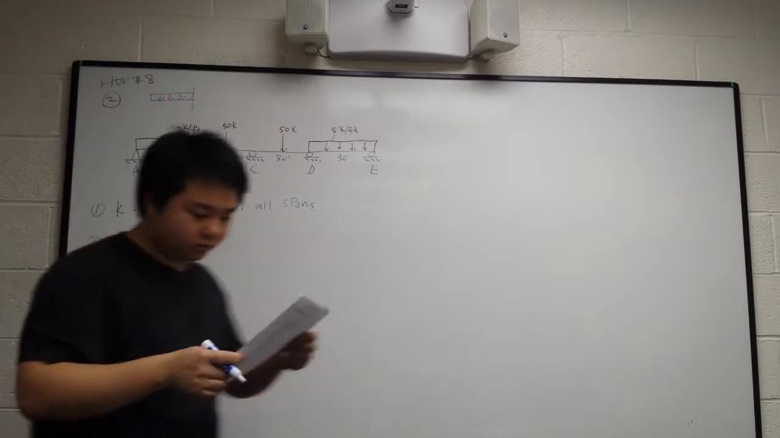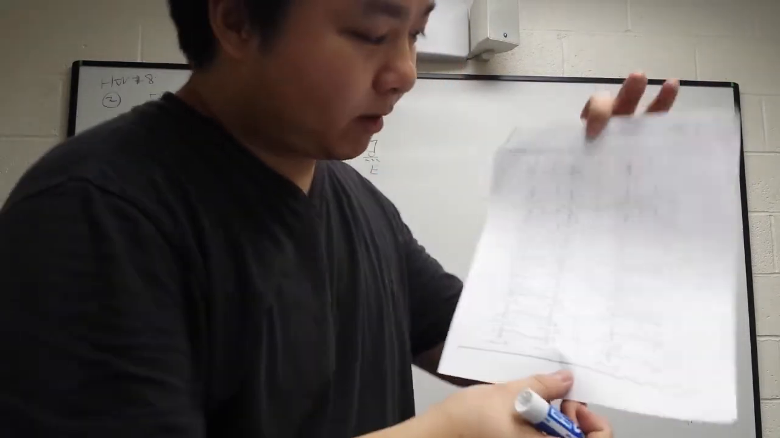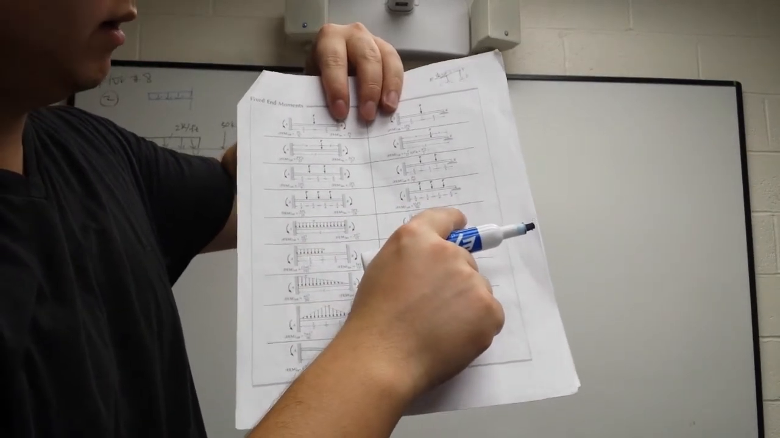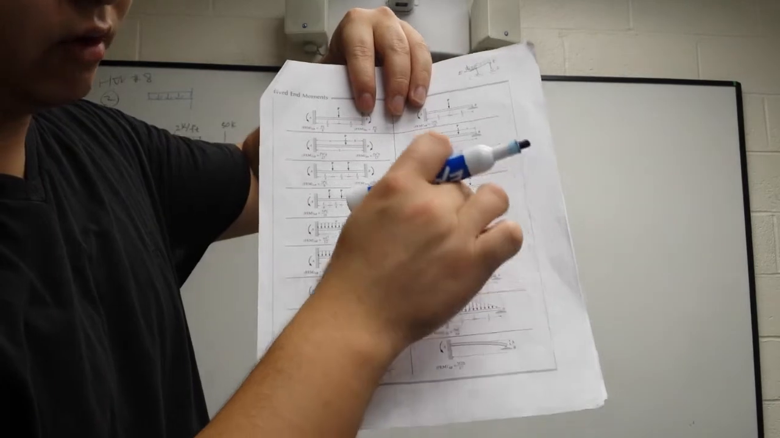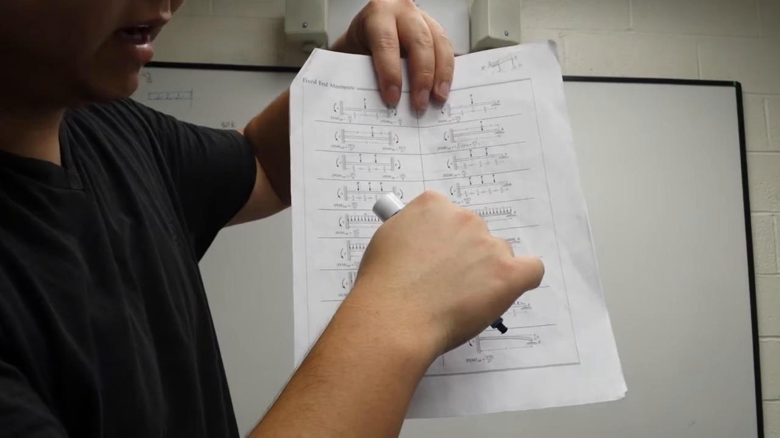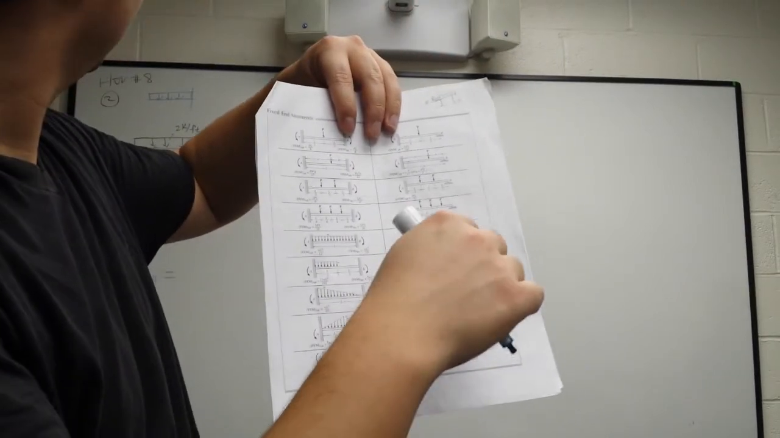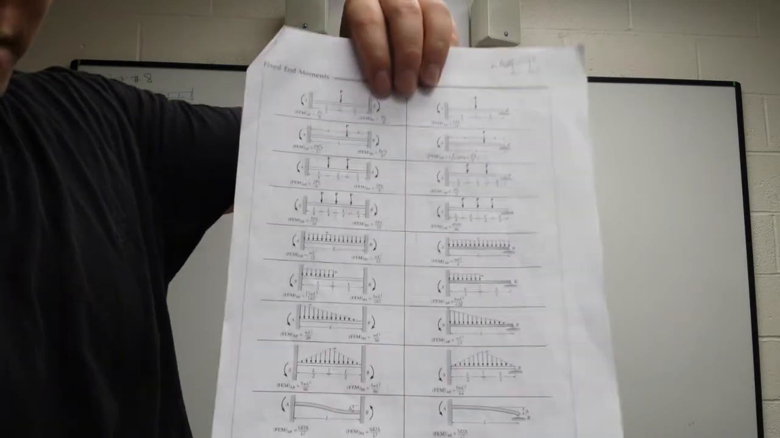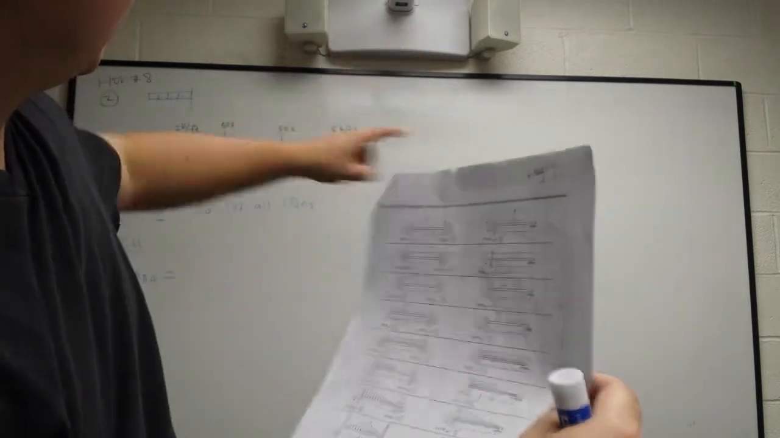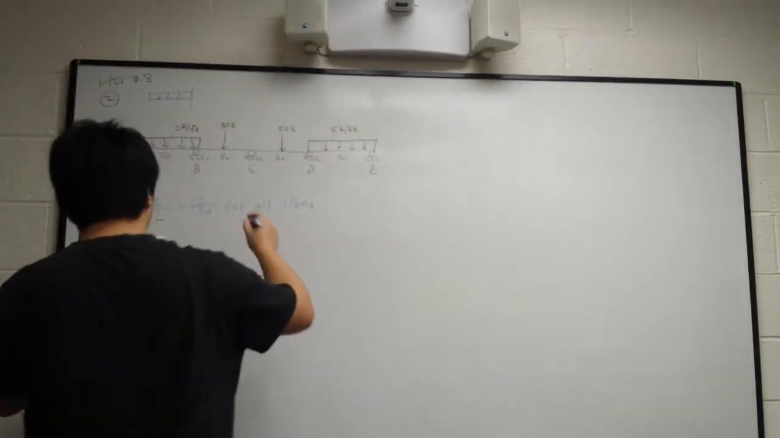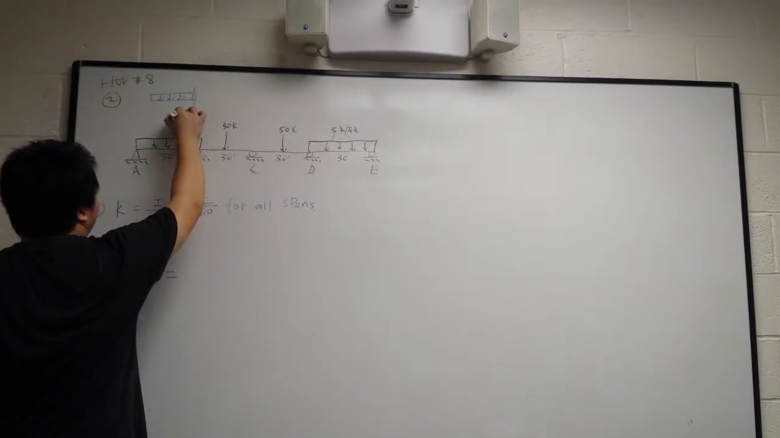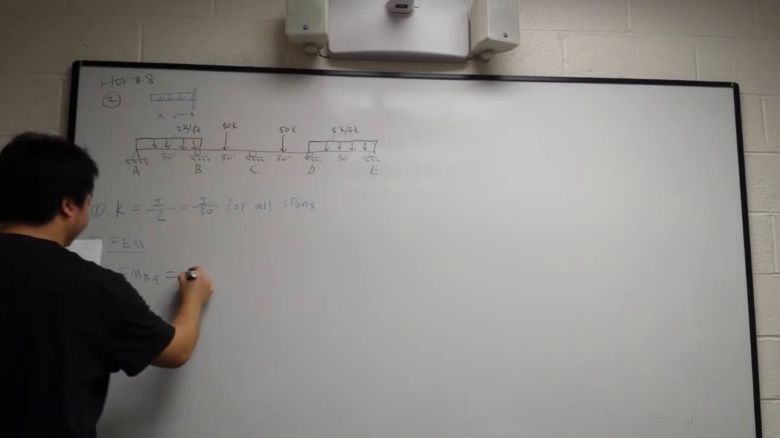So when you go to your table, because you have a fix and a far end pin and roller are the same. So in this case, you're going to use this. From the left side to the right side is negative, but in our case, our fixed wall is right here, and it's B to A, so it's negative.